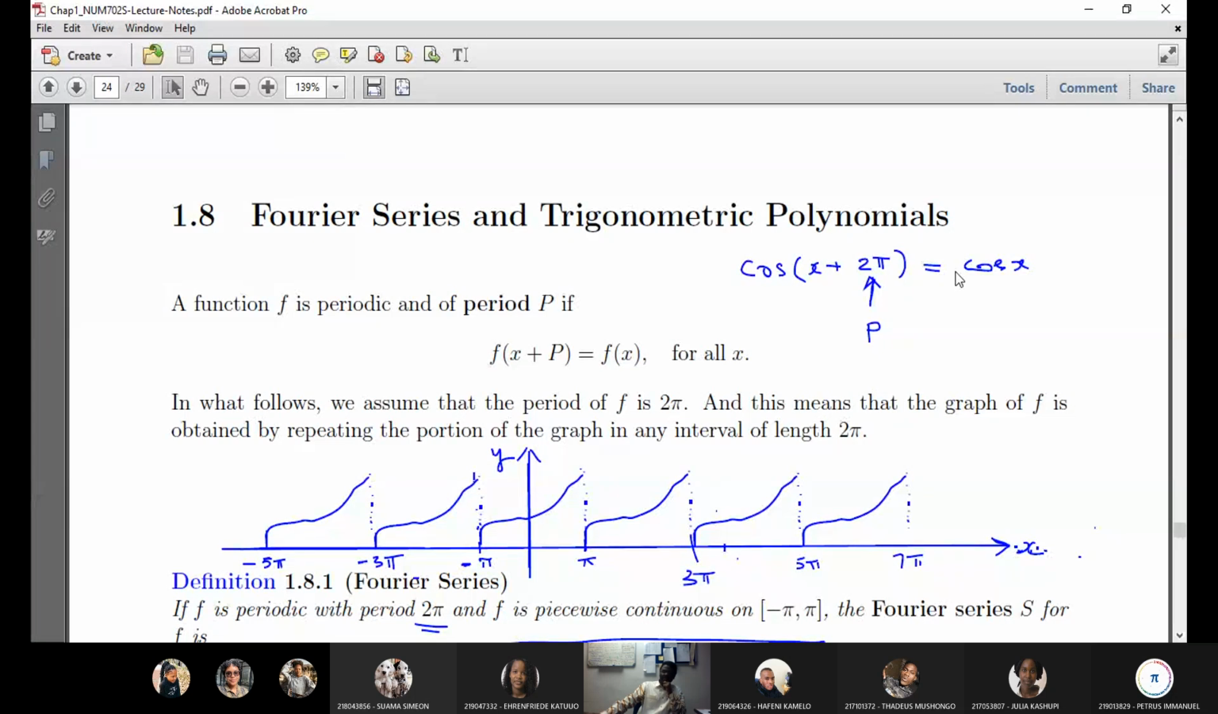And how do you see it? You can simply draw the trigonometric circle, fix a certain point, and rotate by 360 degrees, which is 2 pi in radians. It will give you the same value. So it shows that the cosine function and the sine function are both periodic.